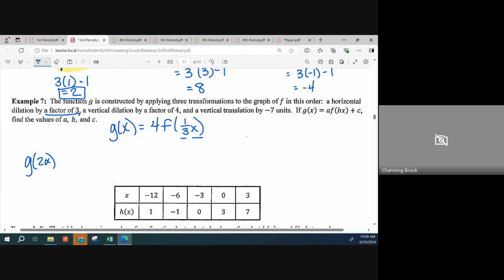All right, then vertical translation, -7 units. So C has to be -7. For AP Pre-Cal, you do not have to necessarily list out A, B, and C. You don't have to say A equals, B equals, C equals. If you'll just write it in the form right here, they accept that. So that's fine for your answer.